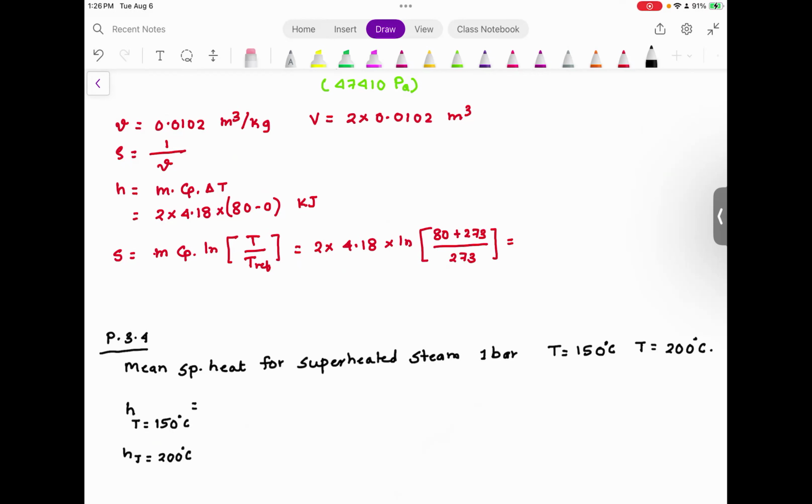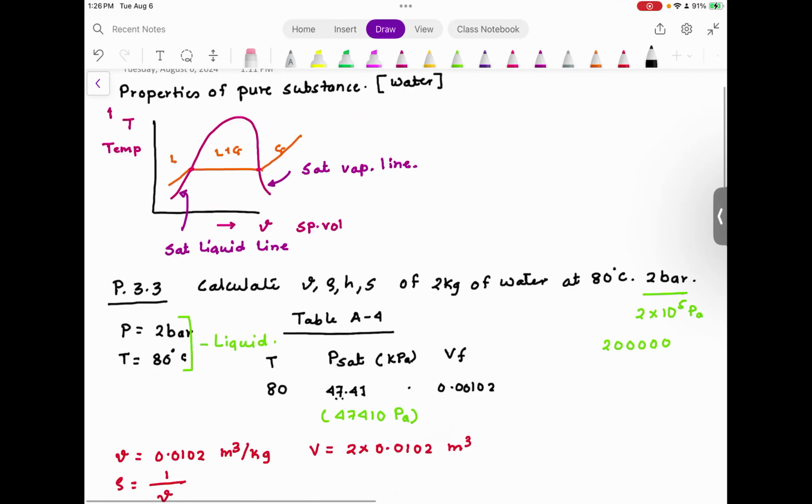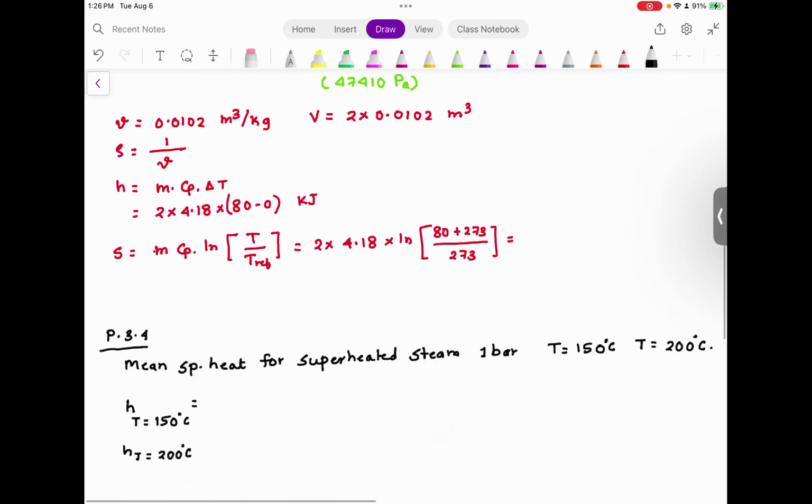And before we even go there, I want you to go back to this normal distribution sort of curve and tell me, where are we? Look at pressure, so temperature is say 150. I want you to look at table A4, pressure 150. Can you see that the saturation pressure is 475?